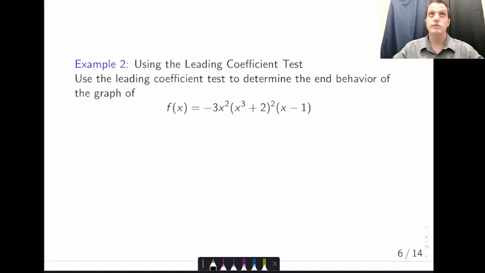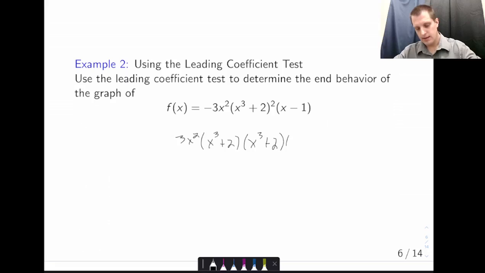All right. Same kind of thing here. We're going to be using the leading coefficient test to determine the end behavior of the graph of this. So here, everything is in factored form. So it's just a matter of determining what our power is going to be. We could say this is a 3x squared times x cubed plus 2 times x cubed plus 2 times x minus 1. And we can distribute all of that stuff. Not going to waste my time.